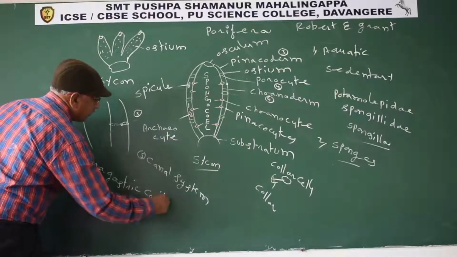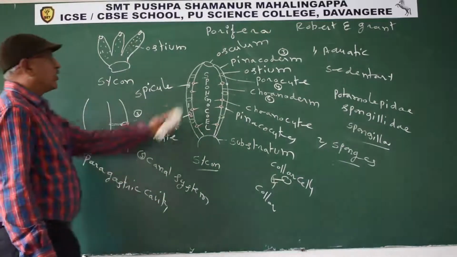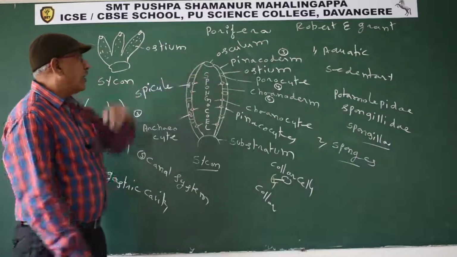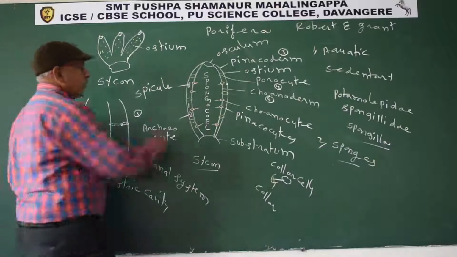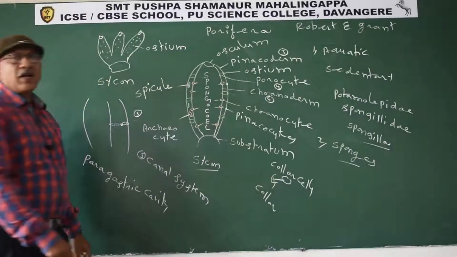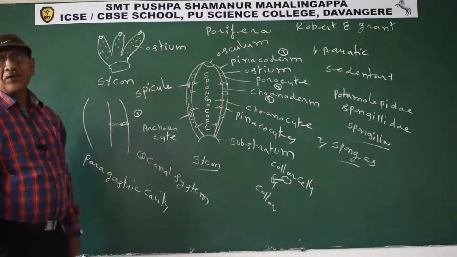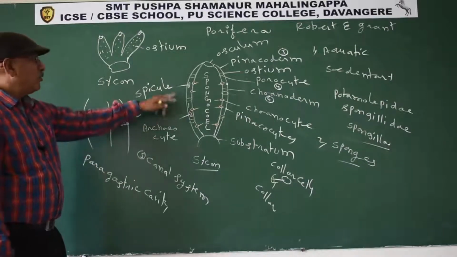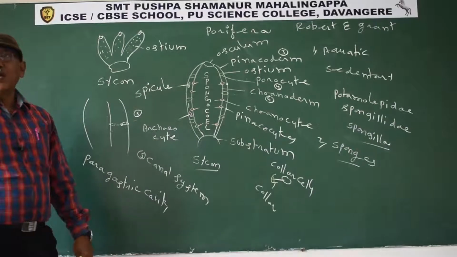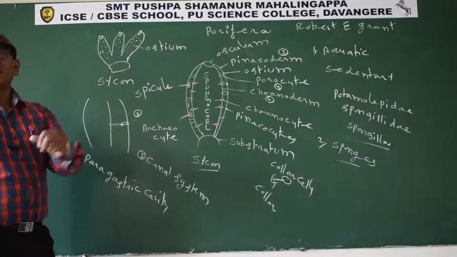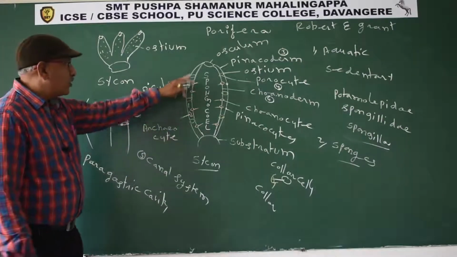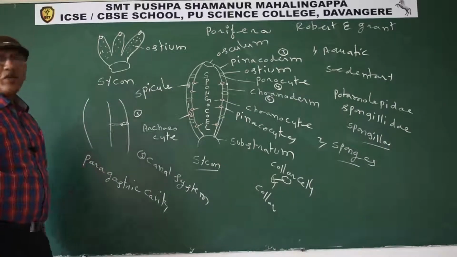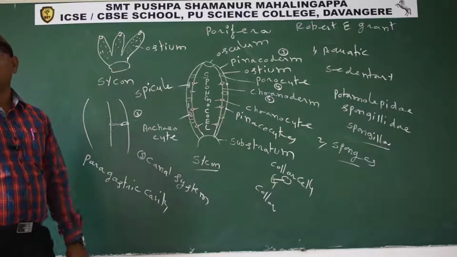Paragastric cavity. The spongiocele opens out through the osculum. The osculum is the outlet. The body wall contains several spicules made up of calcium carbonate, and some spicules made up of silica, that is, sand. Spicules are present in the body wall. The spicules present in the body wall act as endoskeleton.